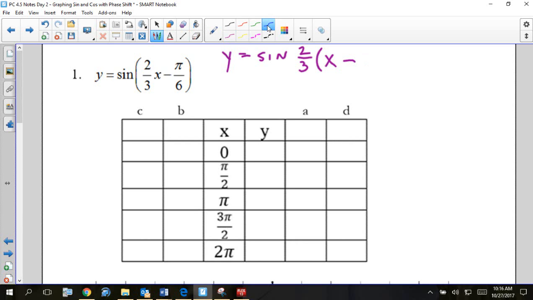So we're going to have to take pi over 6, and we're going to have to divide that by 2/3. How do you divide by a fraction? You multiply by the reciprocal. So instead of divide by 2/3, we're going to take pi over 6 and multiply by 3/2. So you get 3 pi over 12, you reduce it, pi over 4.